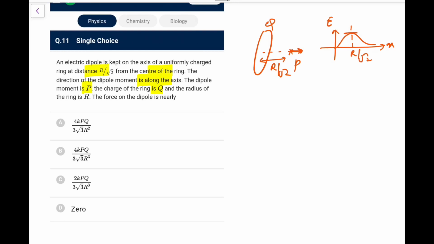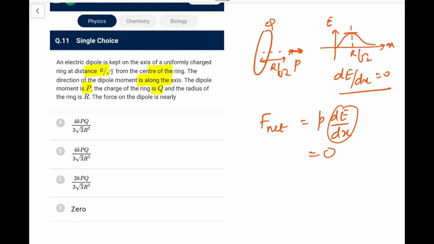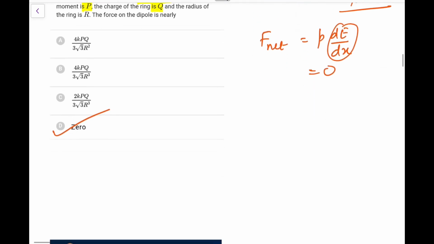So at this point what we can write, dE by dx is 0, and whenever a dipole is placed in a non-uniform field, the net force on the dipole is given by P dE by dx, and because dE by dx here is 0, the force is going to be 0. So no need to calculate anything, because this is the result that you remember, that the field is maximum at x equals R by root 2.